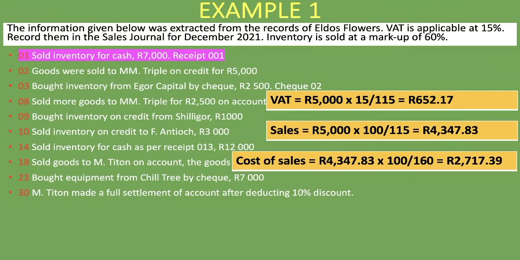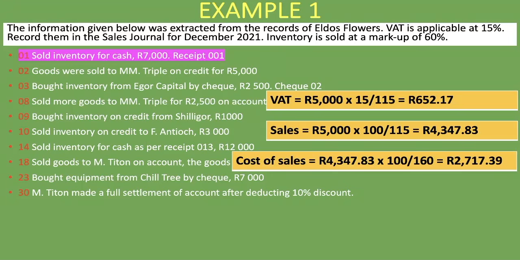When you're calculating your cost of sales, you have to take the sales amount excluding VAT, which we have just calculated. The mistake that students usually make is taking the 5,000 Rand, which is the amount that you're charging the customer. But remember, the 5,000 Rand includes VAT, and it includes the markup as well. So firstly, we calculate the sales amount, and then we calculate the cost of sales from the sales amount. I hope it's made sense.